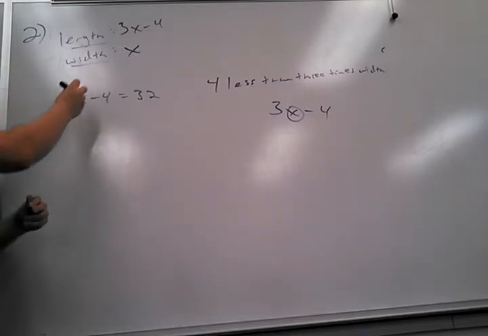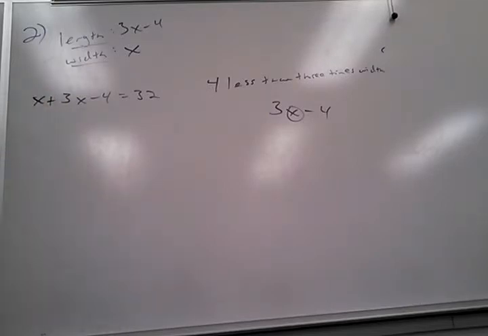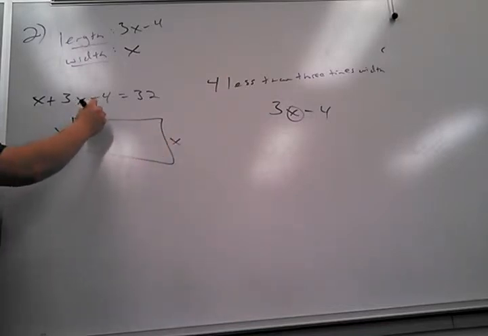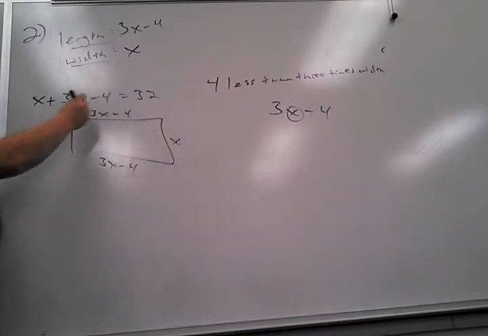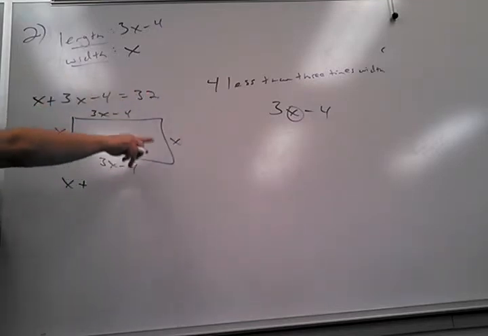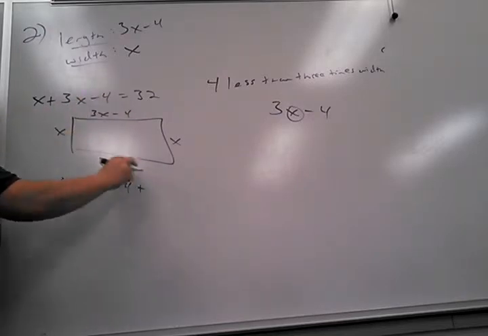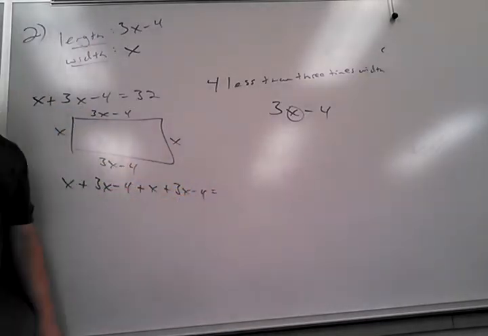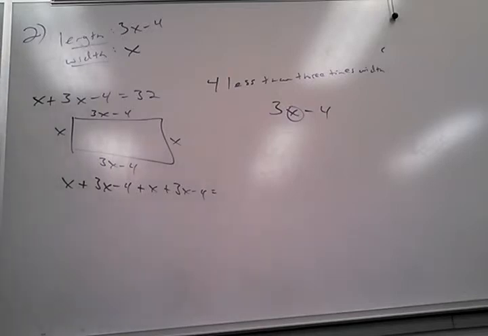But then the next level mistake is that. That's still not quite right. And that's why I said draw the picture. So what's the width? X. Isn't there another one over there? What's the length? Isn't there another one over there? So what's this perimeter? X plus 3x minus 4. Tell me, hey, guys, tell me. What's the perimeter of this?